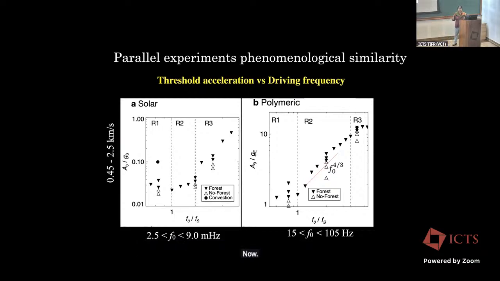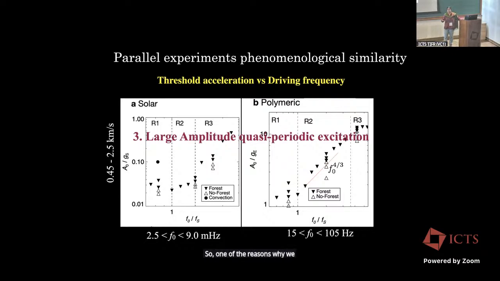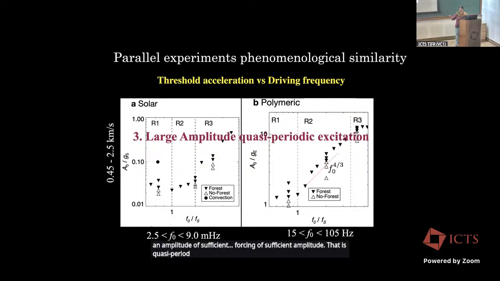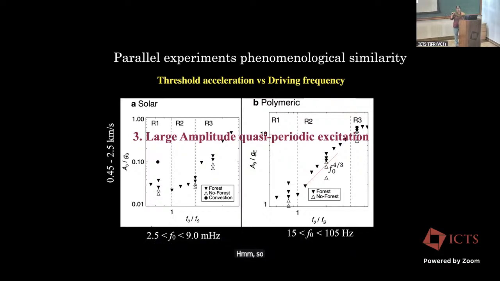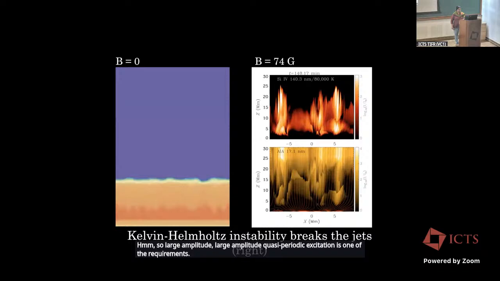Now, after doing this, we find that the behavior is actually very similar. So one of the reasons why we are forming jets in both systems is forcing of sufficient amplitude that is quasi-periodic or periodic. So large amplitude quasi-periodic excitation is one of the requirements in this case.